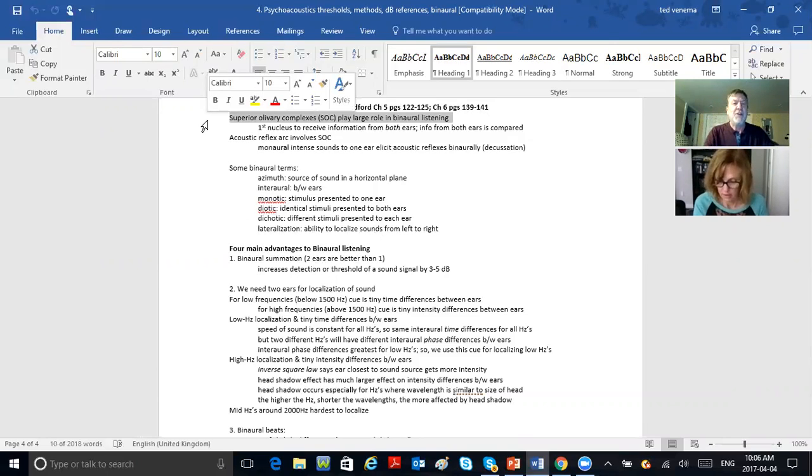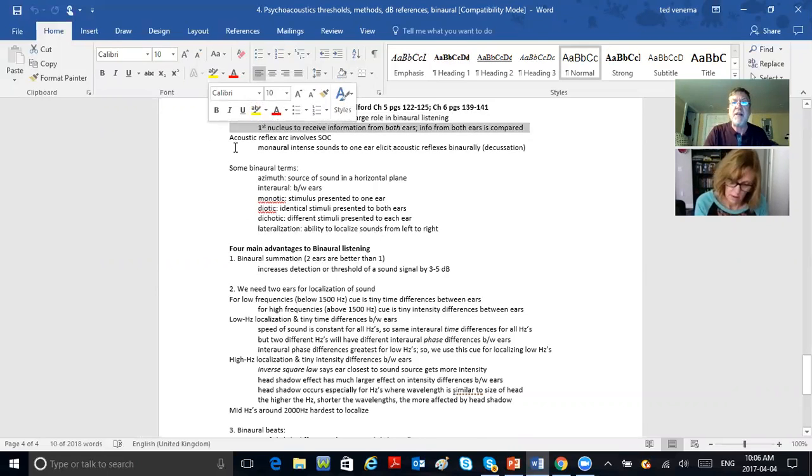All right, so they are the first nucleus. They're a pair of little gray areas, one's on the right, one's on the left, and they receive information. Each one, the right one and the left one, each receives info from both ears. This little nucleus plays a big part in binaural hearing.